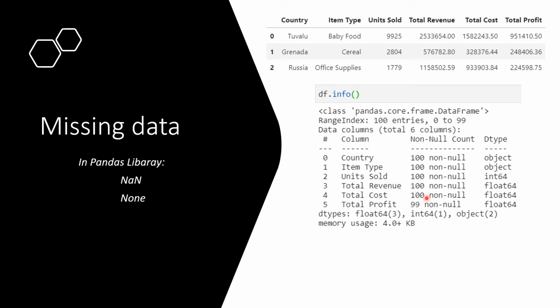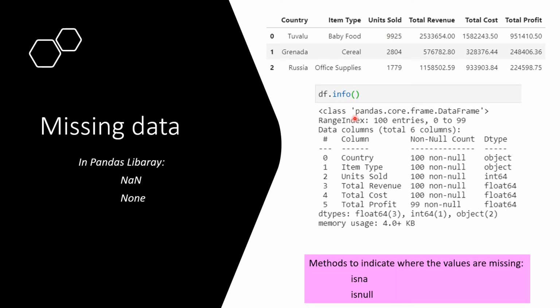How do we find which row is supposed to have this missing value? There are 2 common methods used to indicate where the values in a data frame are missing. They are isna and isnull. They are exactly the same methods but with different names. So I'm going to use isna for this task.